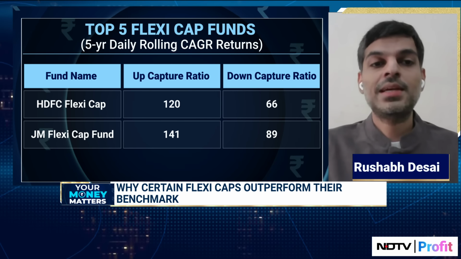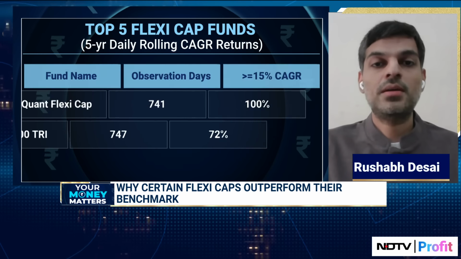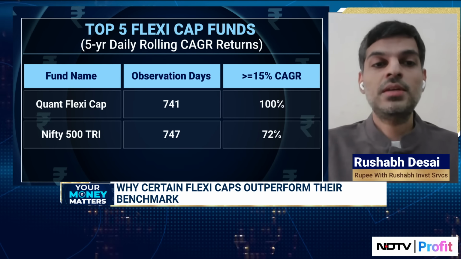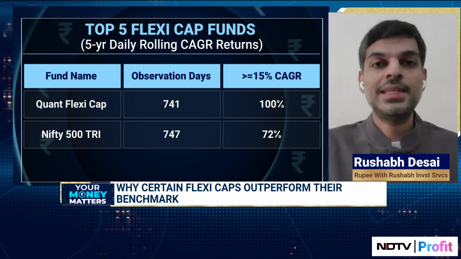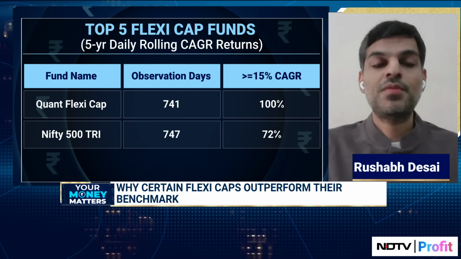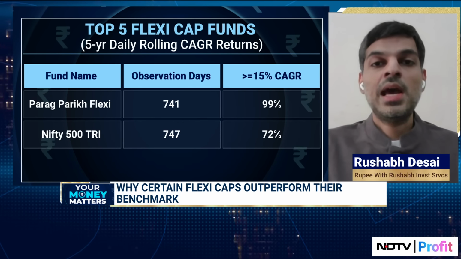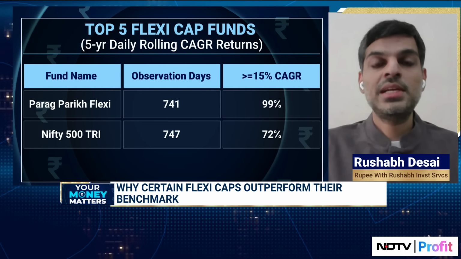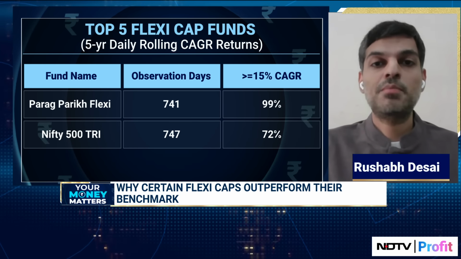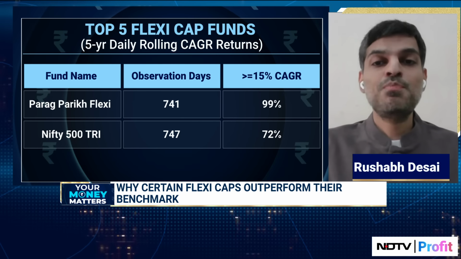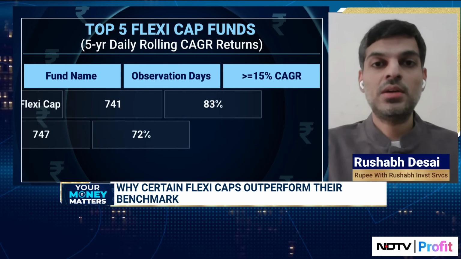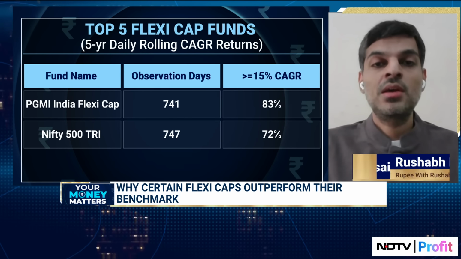One is Quant Flexi Cap Fund. Second, which I mentioned earlier, is Parag Parikh Flexi Cap Fund. Third is the PGIM Flexi Cap Fund. Fourth is the HDFC Flexi Cap Fund. And fifth is the JM Flexi Cap Fund. All of these 5 funds have delivered greater than or equal to 15% compounding returns 80% to 100% of the time over the past 3 years.